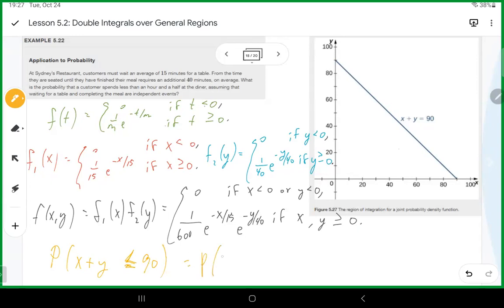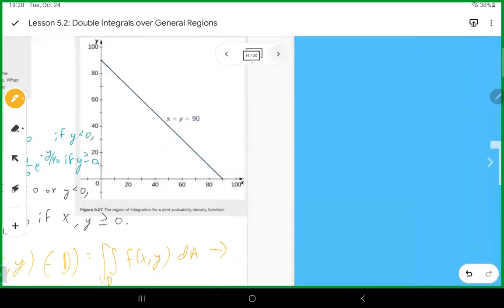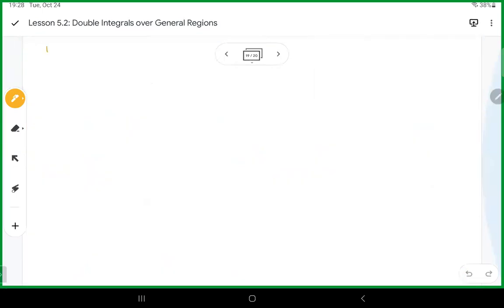Probability x comma y is an element of D equals the integral over D of f of x y dA. We got to keep it rolling. One over 600 e to the negative x over 15 e to the negative y over 40 dA.